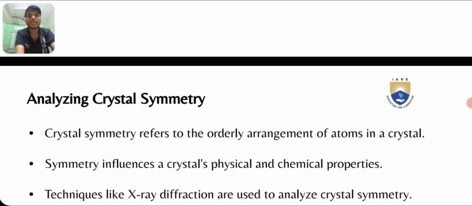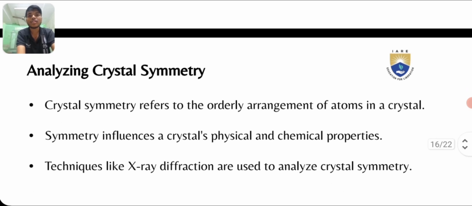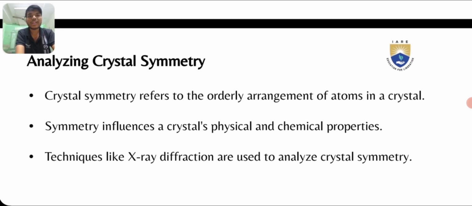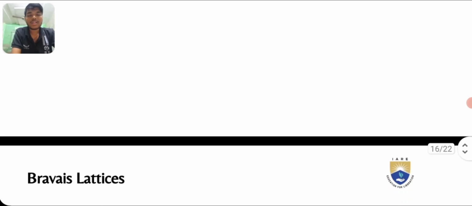Analyzing crystal symmetry. Crystal symmetry refers to the orderly arrangement of atoms in a crystal. Symmetry influences a crystal's physical and chemical properties. Techniques like X-ray diffraction are used to analyze crystal symmetry. These are analyzing crystal symmetry.